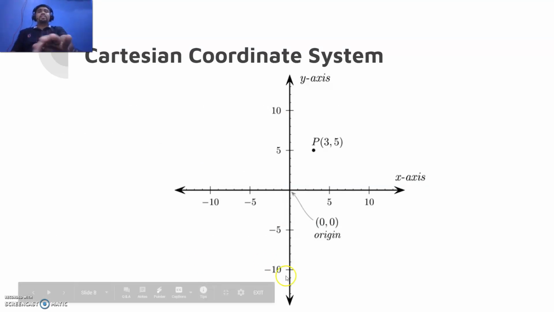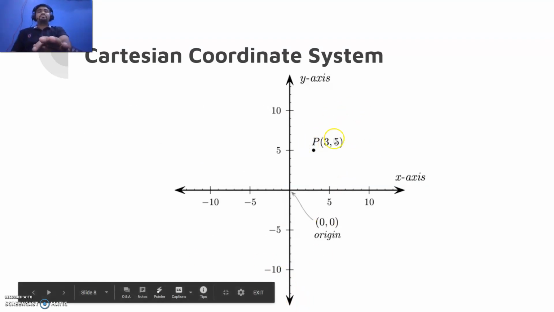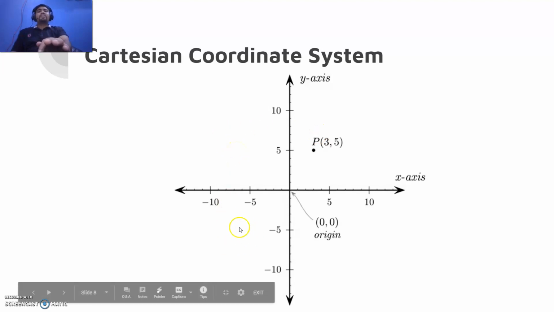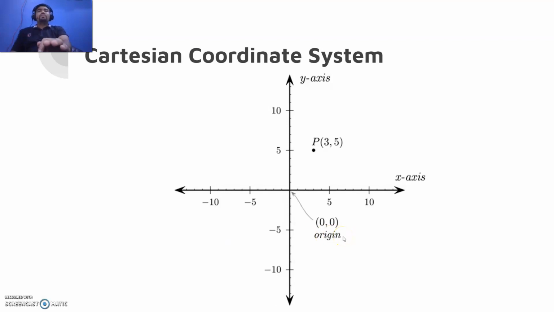So you can see that we have the first quadrant, second quadrant, third, and the fourth. In the first quadrant, we have both x and y as positive. In the second, we have y as positive, x as negative. In the third, we have both as negative. And in the fourth, you can see that x is positive and y is negative. So now we can also see a point being plotted onto the map, wherein the x coordinate has a value of 3 and the y coordinate has a value of 5. So this is an example of the Cartesian coordinate system.